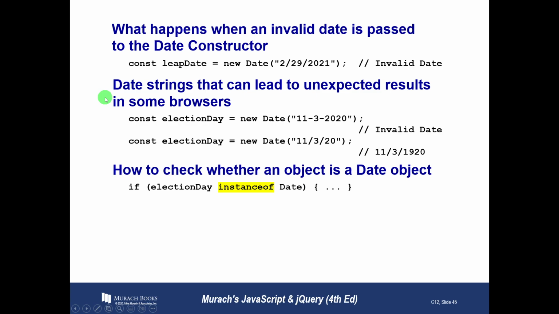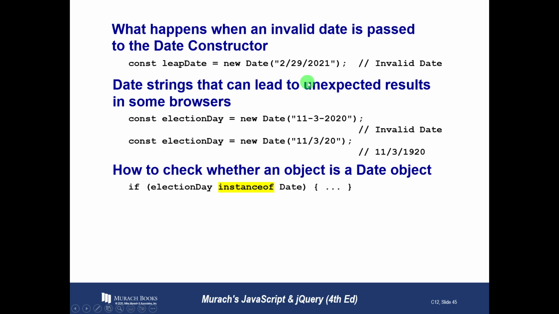What happens if an invalid date is passed? So if I say new Date 2/29, and this is not a leap year, 2021 was not a leap year, so this is an invalid date. There is no February 29th. So rather than storing a date, it will actually store the string inside the date. It will just say Invalid Date if we look at it.